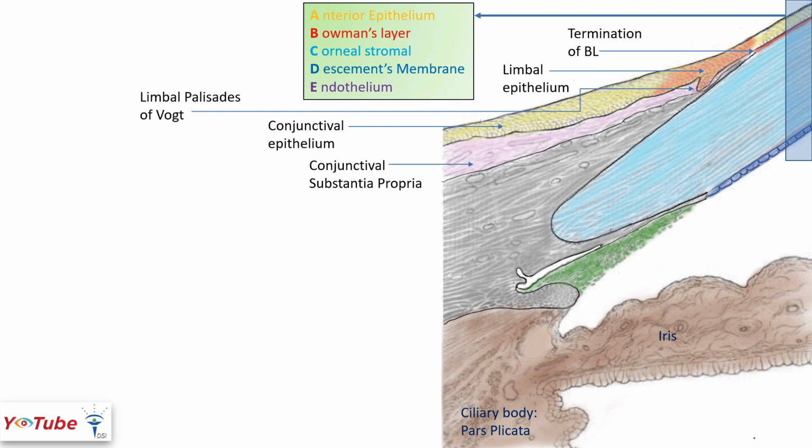At the level of termination of the Bowman's layer, we can see that the corneal stroma starts transitioning into the sclera. As we go ahead, we see a smooth convex shaped termination of the corneal stroma, and the sclera shown here in grey has a concave shape surrounding the termination of the corneal stroma. This junction between the two is called the scleral sulcus. After this point, the opaque scleral fibers continue throughout.